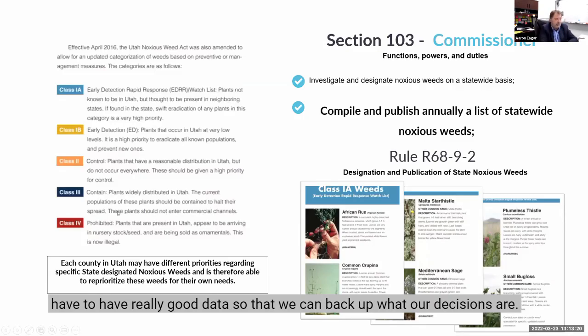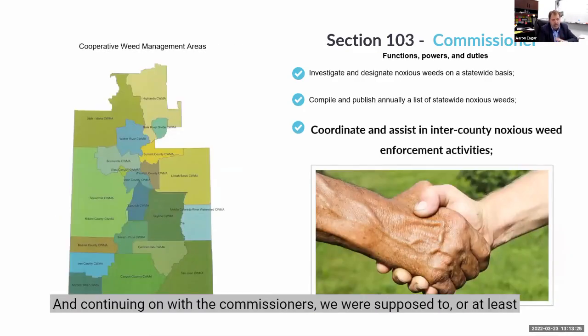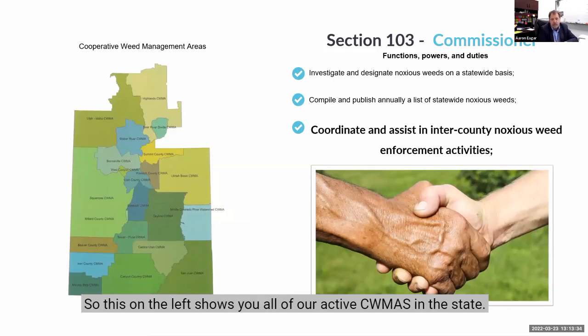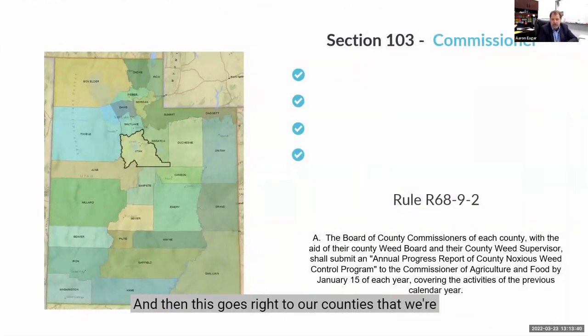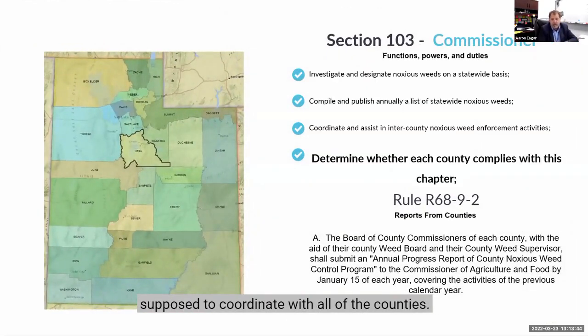And continuing on with the commissioners, we're supposed to, or at least in the law, coordinate with our inter-county weed enforcement activities. So this on the left shows you all of our active CWMAs in the state. And then this goes right to our counties that we're supposed to coordinate with all of the counties.